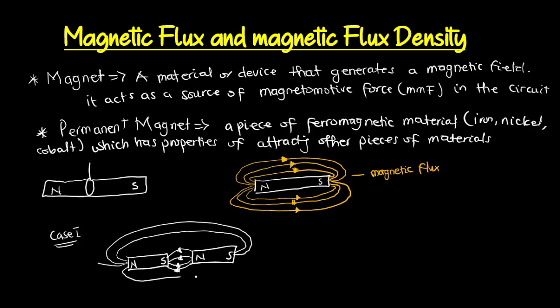Okay, so this one will also move in this direction, north to south. Okay, in this direction. So that is how the magnetic field or the magnetic flux will be drawn, from the north to the south, like this. So this is when we have opposite poles. Okay, they will attract each other.